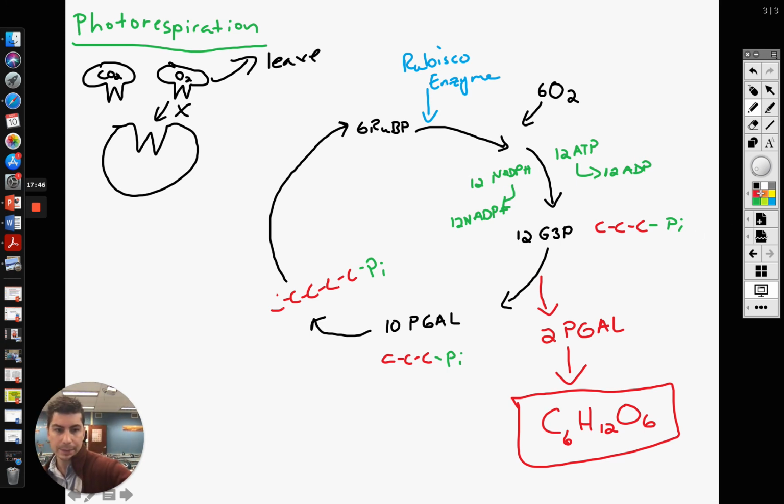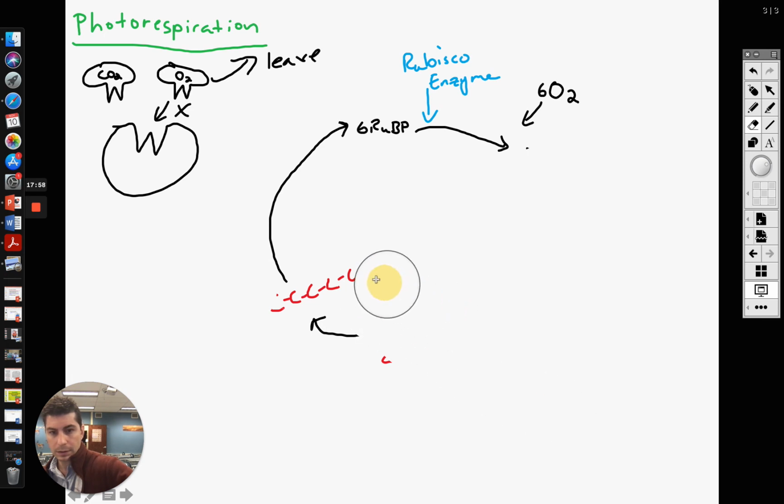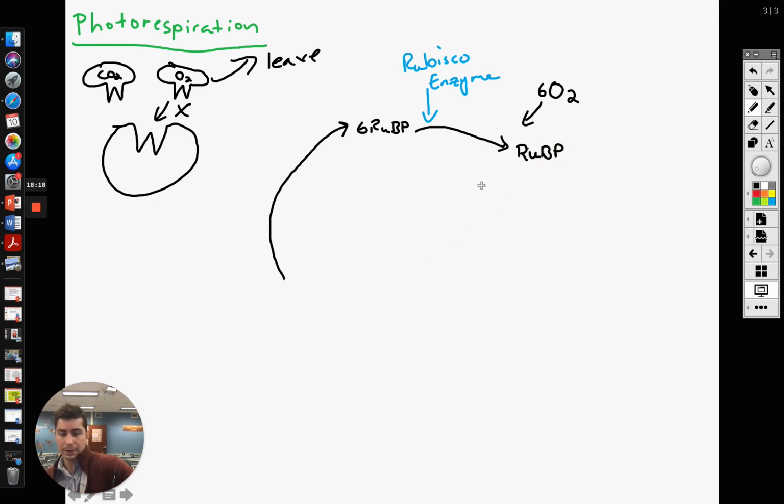So here's what happens. I'm going to erase some of this stuff over here. We need to do a cycle again. With this, oxygen is going to combine with our RuBP, and it's essentially still RuBP. It's still a 5-carbon molecule. Well, that's not good.